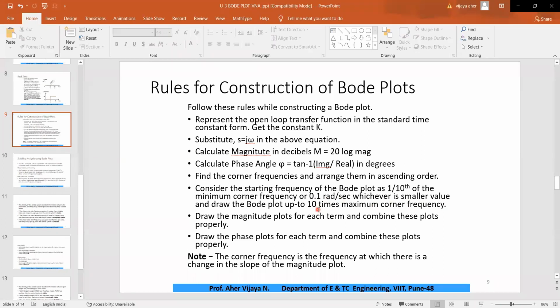कितना हुआ? 10 times maximum corner frequency. Maximum corner frequency जितना है, उसके 10 times आपको क्या करना है? Bode plot draw करना है. Got my point?